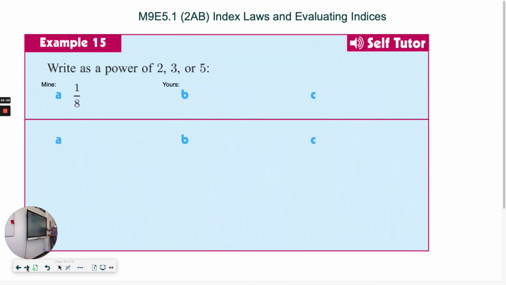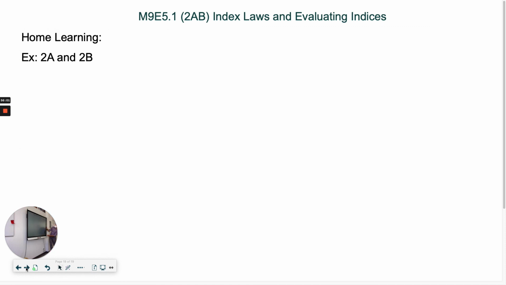I think that might be all the time we have. We're going to do A and B. There's a lot there, but the next section, there'll be a lot less. So try to do every third one or something like that.